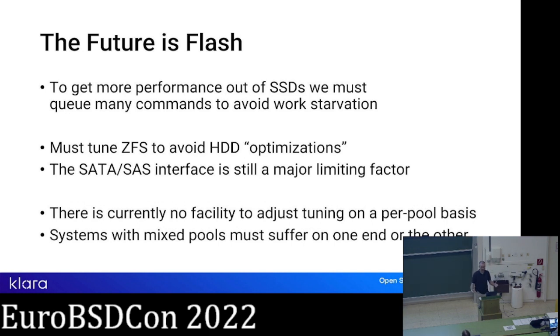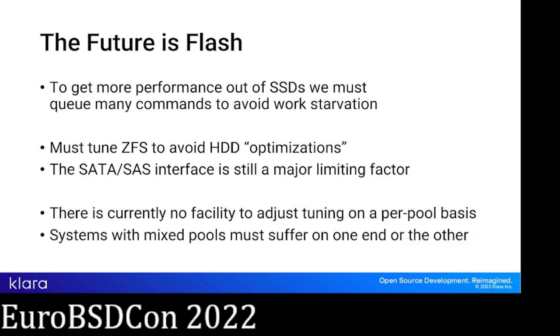To get more performance out of the SSDs that we have, we need to queue more commands to avoid work starvation, where the SSD does a bit of work and then has nothing to do until you send it more work. And so your flash is spending some of its time idle while you're wondering why it isn't going faster. So we have to tune ZFS to avoid some of those hard drive optimizations if you have an all-flash pool.